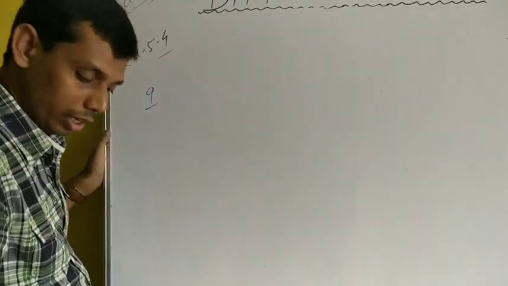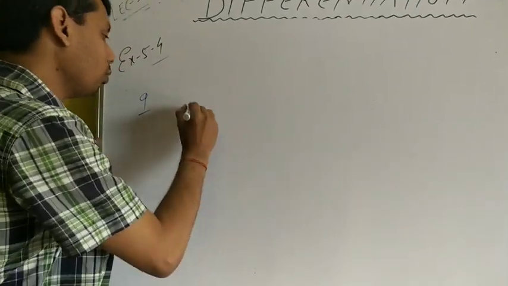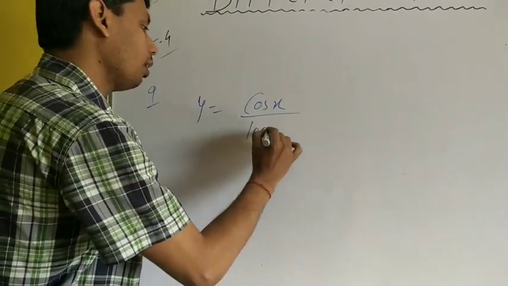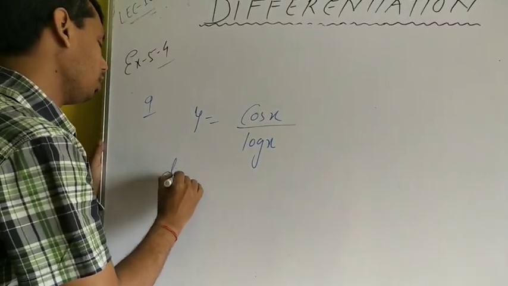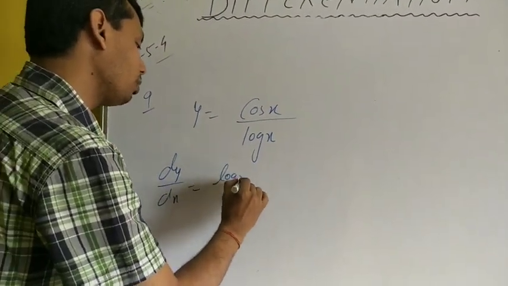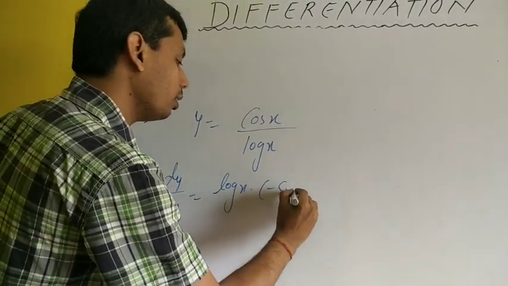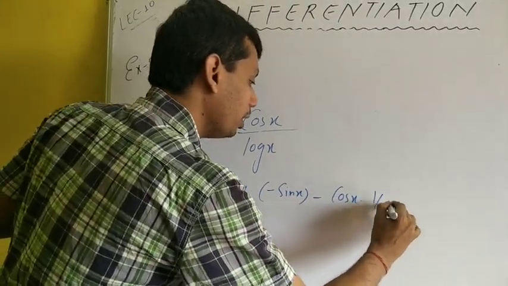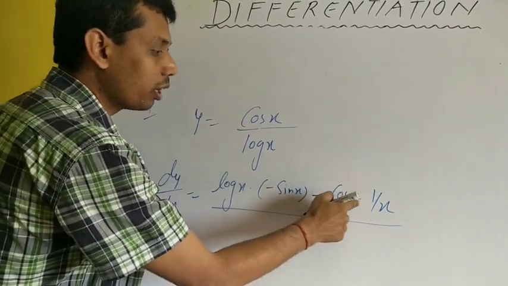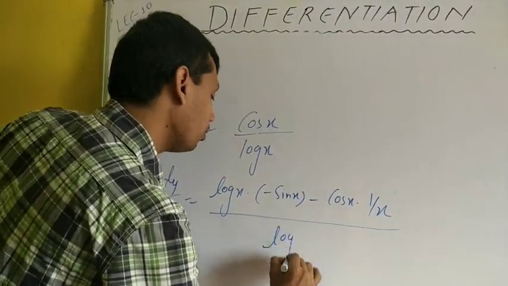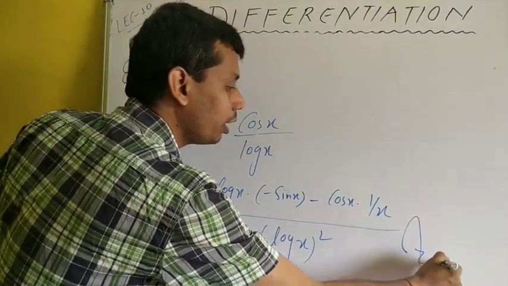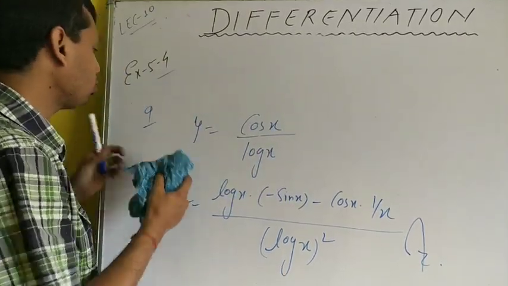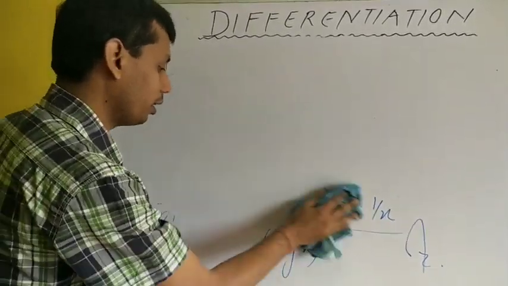Now question number 9. In the ninth question, it is given that y is equal to cos x upon log x. Simple u by v. Here dy by dx will be denominator constant and differentiation of numerator. The differentiation of cos x is minus sin x. Minus, now numerator constant and differentiation of denominator. The differentiation of log x is 1 by x, divided by the square of the denominator, so log x whole square. This is the required answer. You just write it in the simplest form.